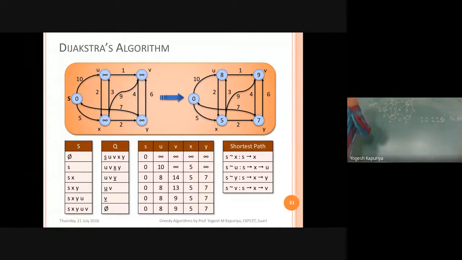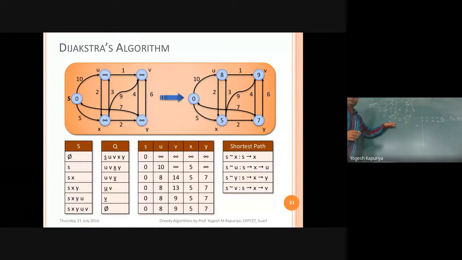Right? So same approach, we'll extract one vertex from this. The minimum will be extracted. S will be extracted. Then you will find out all the outgoing edges of S. Remember, now we are looking for the outgoing edges, not all the edges. Right? So how many outgoing edges? One is from S to U and the second is from S to X.